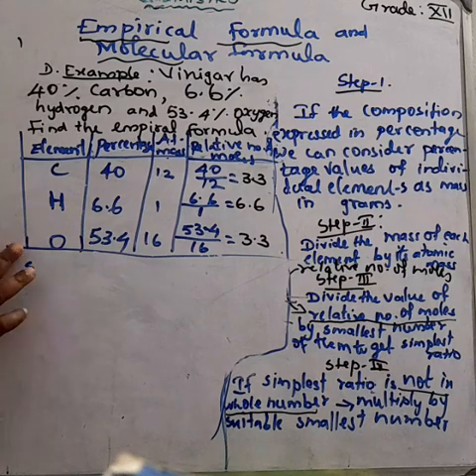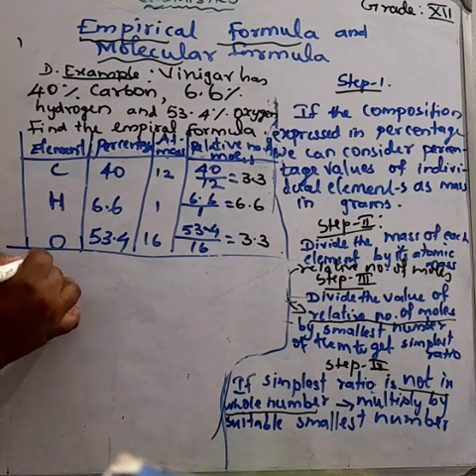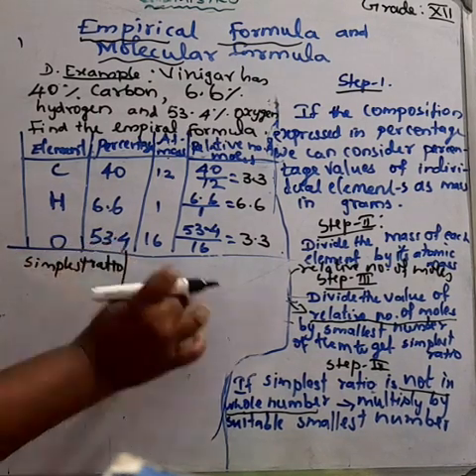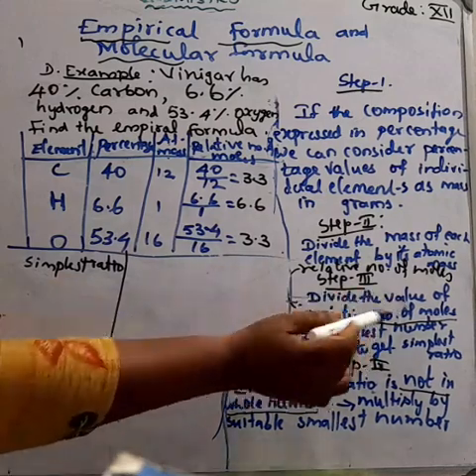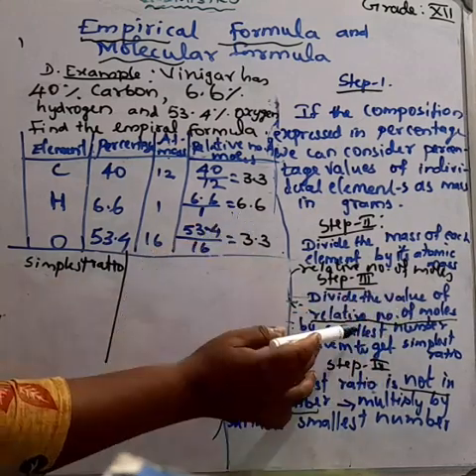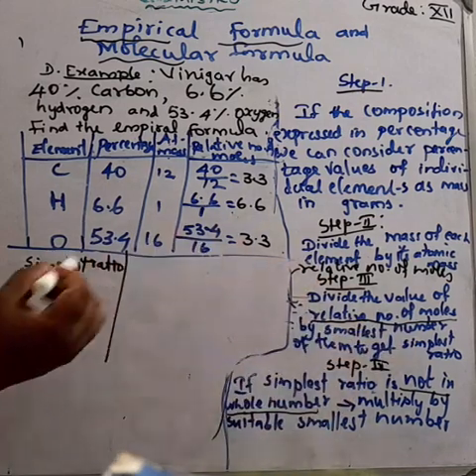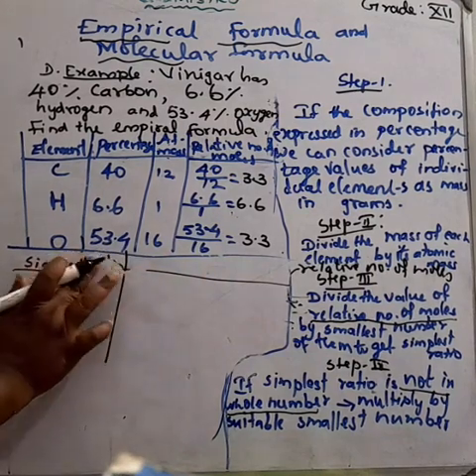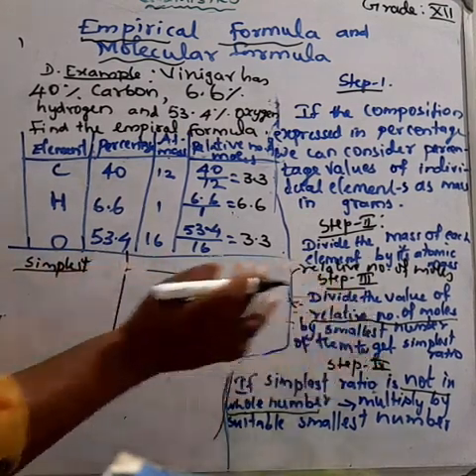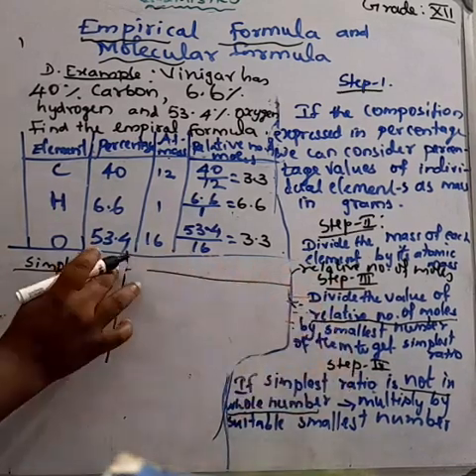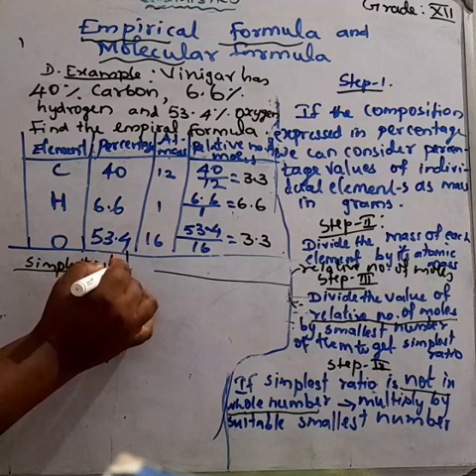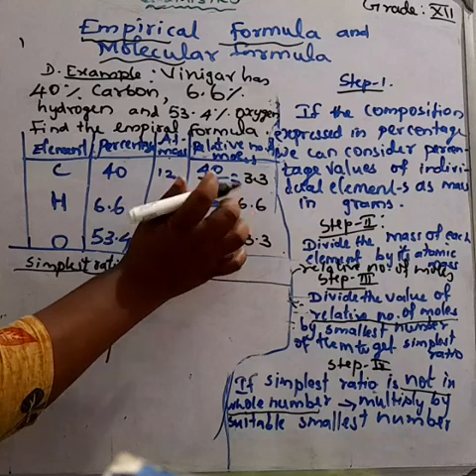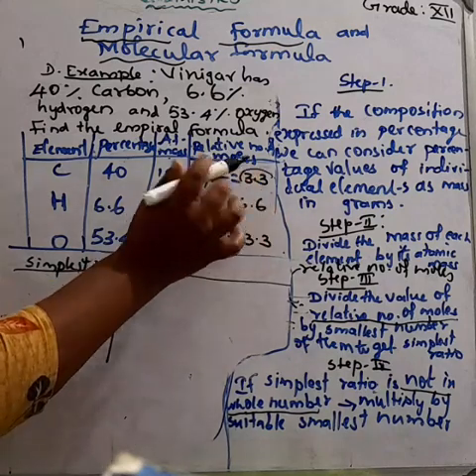Okay. And then we should calculate the simplest ratio. How can we calculate the simplest ratio? According to step 3, divide the value of relative number of moles obtained in step 2 by the smallest number of them to get the simplest ratio. So here, which one is the smallest number among the three elements? Carbon 3.3, hydrogen 6.6, oxygen 3.3.